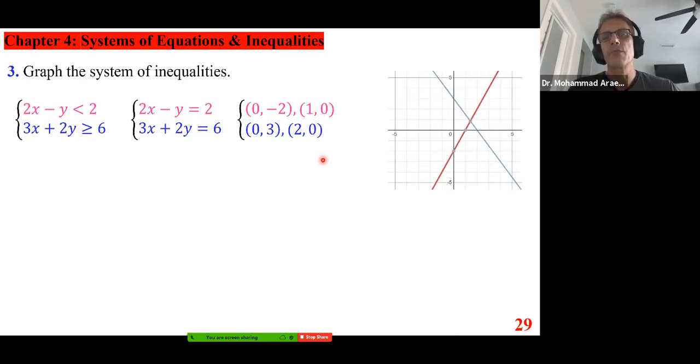So we have 0, negative 2 and 1, 0. That's the line. We have 0, 3 and 2, 0. That's the blue line.